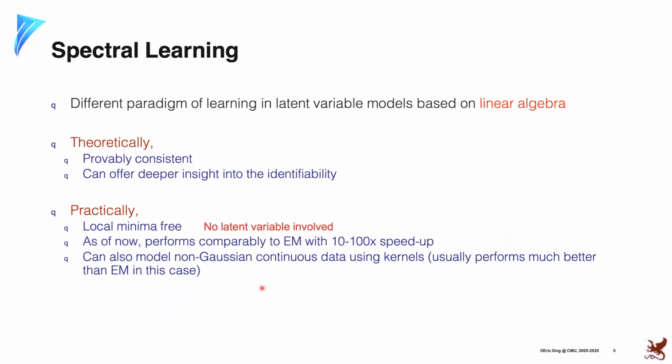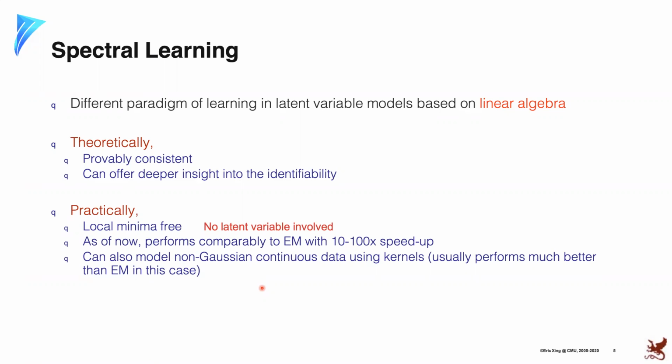So spectral learning is a very interesting idea, and it is a completely different paradigm of learning in latent variable models, and it is totally based on linear algebra. So it has very nice theoretical properties. It is provably consistent, and it can offer deeper insight into the identifiability, which we will talk about later. Also, very interestingly, in practice, spectral learning is local minimum free.